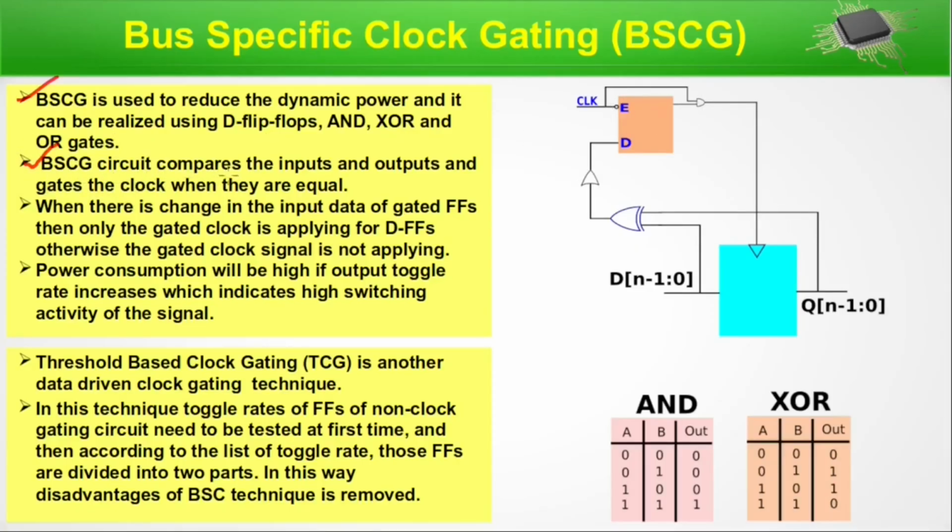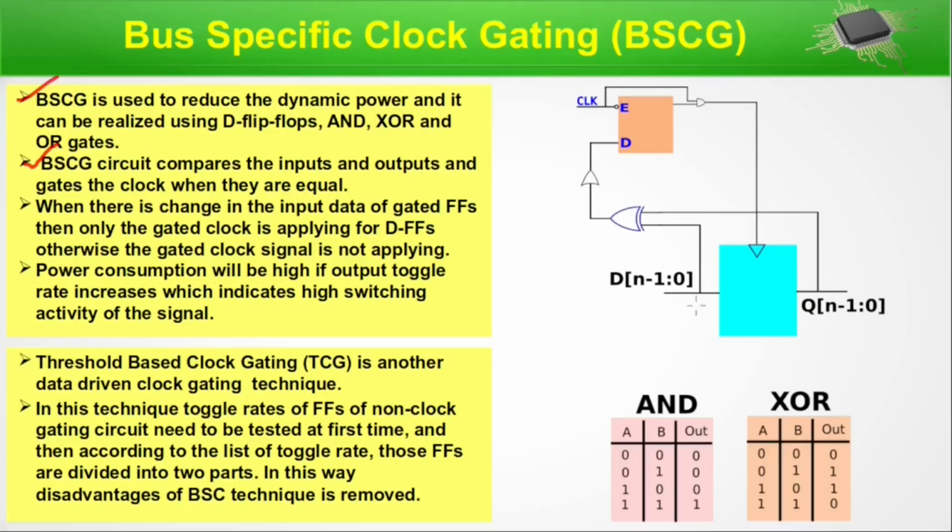The bus-specific clock gating circuit compares the input and output and gets the clock when they are not equal. The D flip-flop transports whatever is at its input to the output. If the input is 0 and the clock is there, the output will be 0. If the input is 1 and the clock is there, the output will be 1. So when both input and output are the same, that means data has been transferred from input to output. Now there is no transition, or no data is waiting. The clock was there, and data has been transferred. So there will be no more transition.